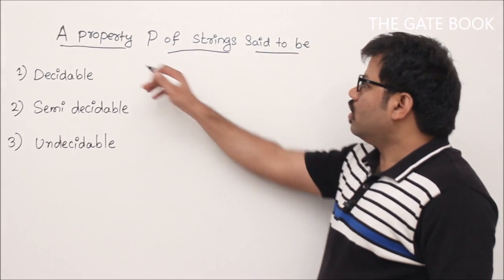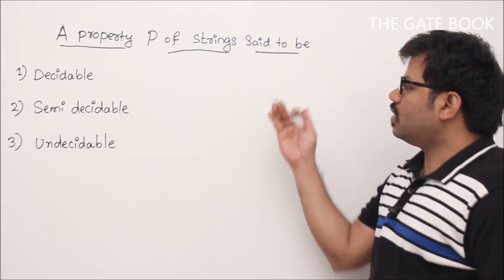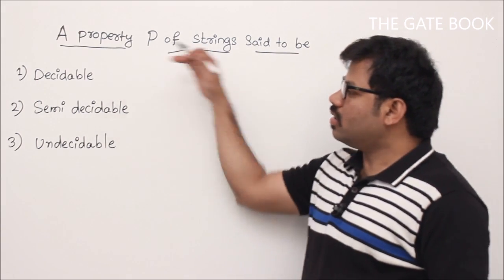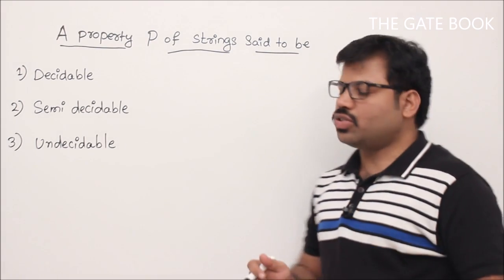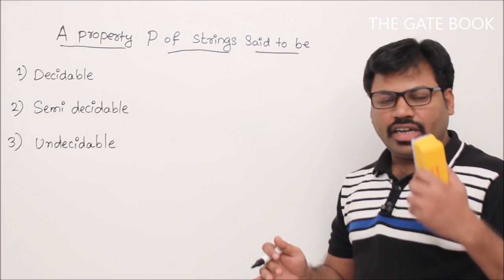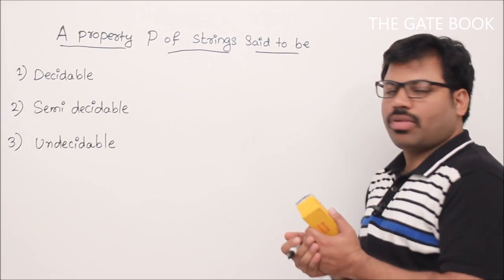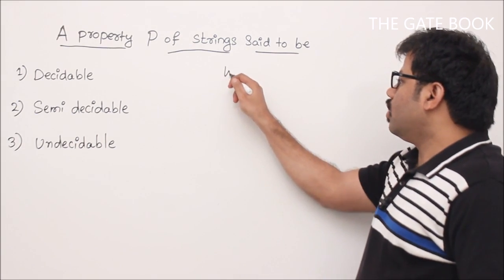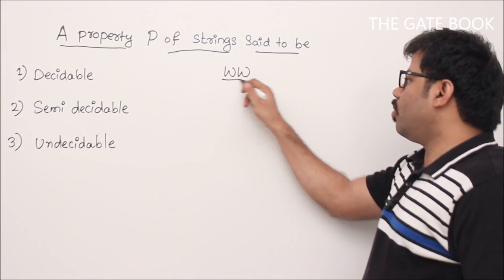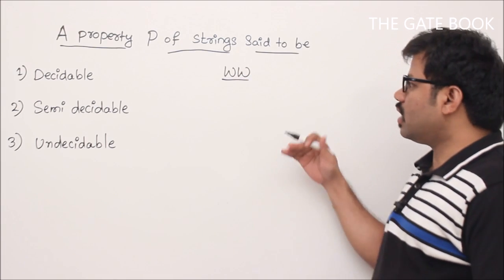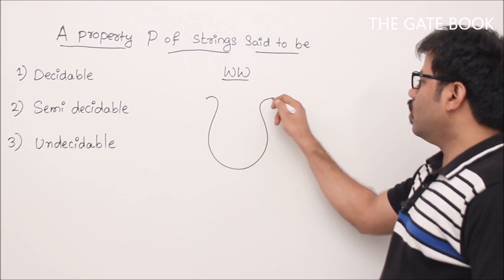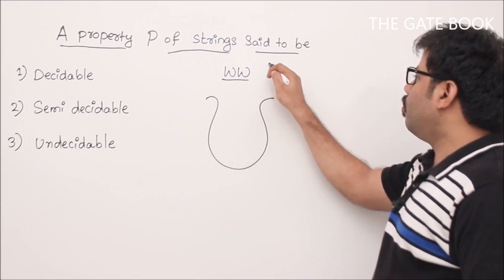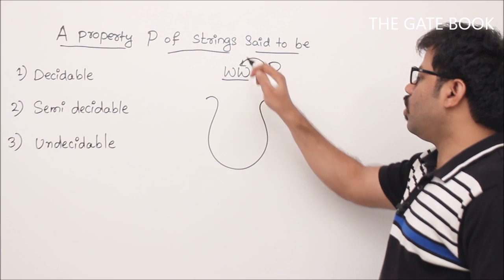Now a property of strings is said to be decidable, semi-decidable, or undecidable. When? For that you should first understand the details of a property. Example, tell me one property. A string in the form of WW is a property. Here the property is nothing but being in the form of WW.